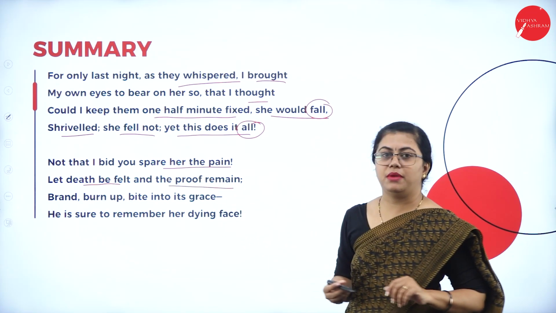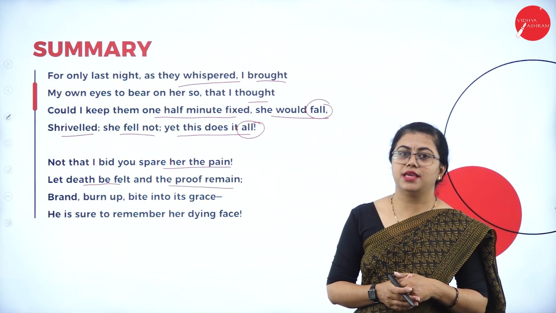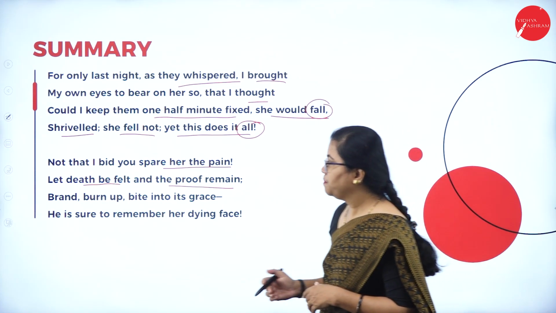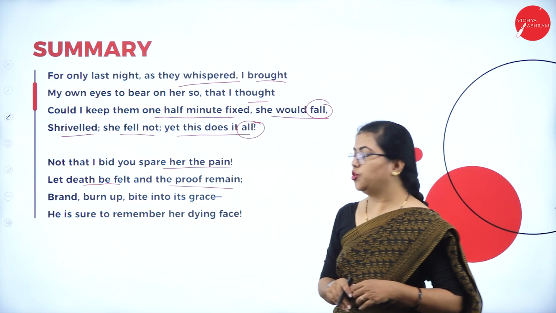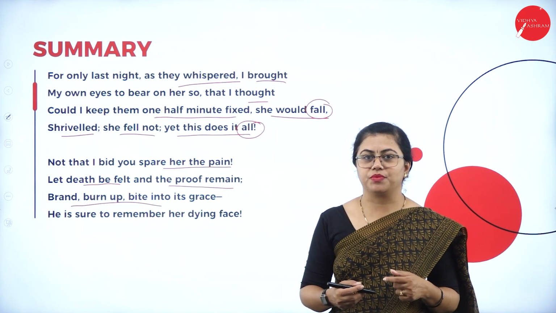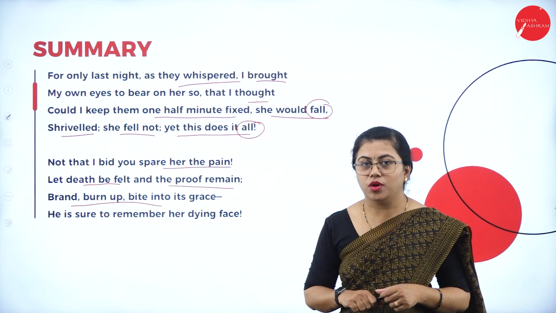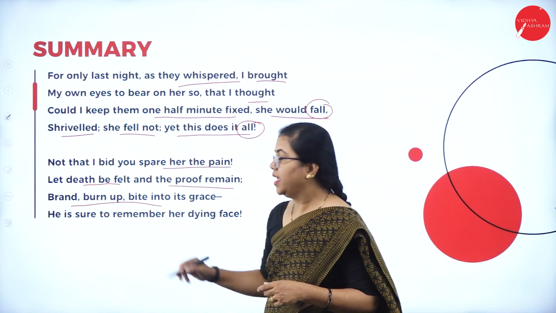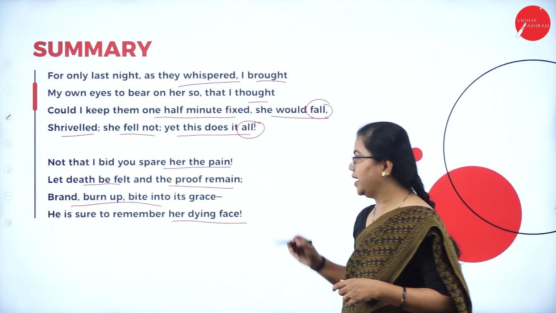The proof will remain, means the dead body will be there in front of that man. "Brand, burn up, bite into its disgrace." So she is trying to create some literary effect here. That's why the poet has used few words over here. "Into its grace, he is sure to remember her dying face."